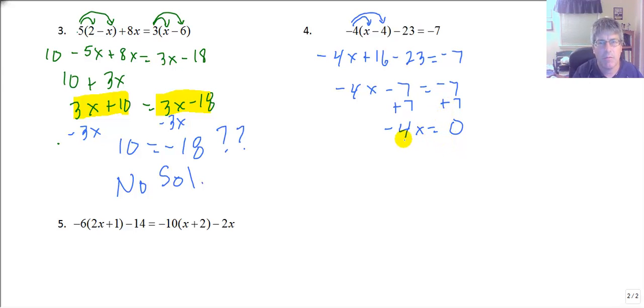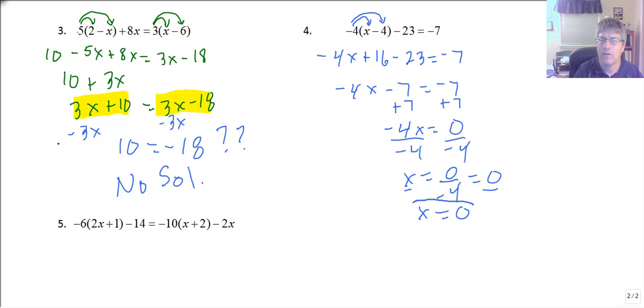Well, believe it or not, we can keep going. We can divide both sides by negative 4. And we get x equals 0 over negative 4. And, of course, 0 over negative 4 is 0. So x equals 0 is our final solution. 0 is very different than no solution. 0 is on the number line. So if we put 0 in for x, that will work.